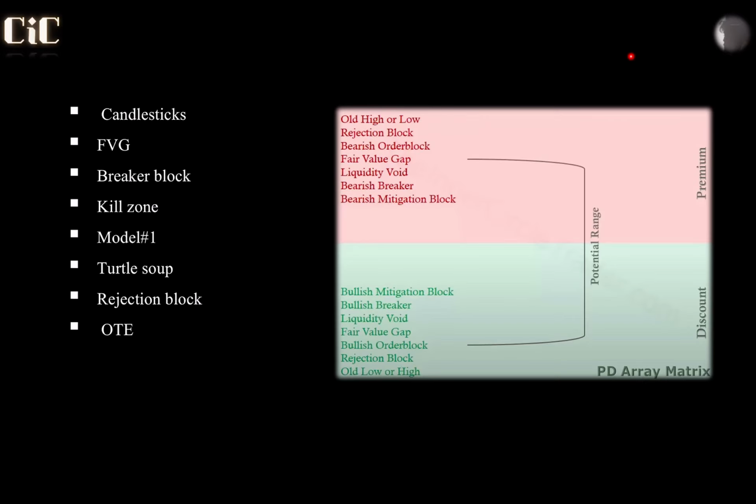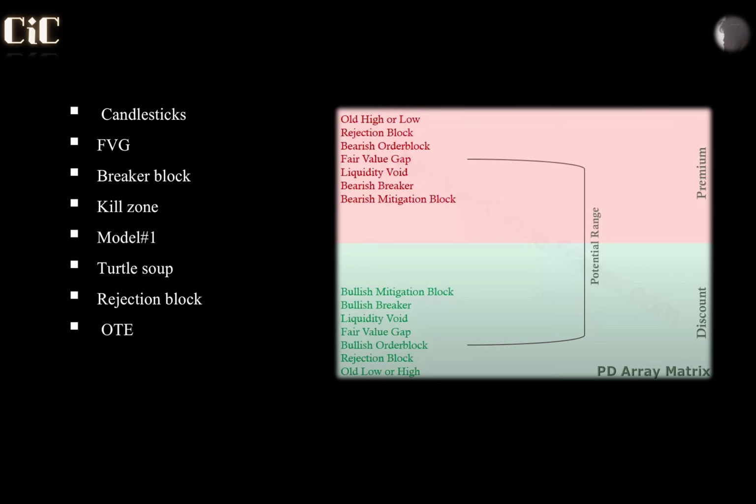So on the right side, we have the PD array matrix with all the different key levels that we look for before entering a trade. Of course, in this hierarchy, the strongest key level or PD array is the bearish breaker and the bullish breaker. Right, so the breaker is the strongest PD array, and you better have a notebook at hand, writing down everything I'm saying.